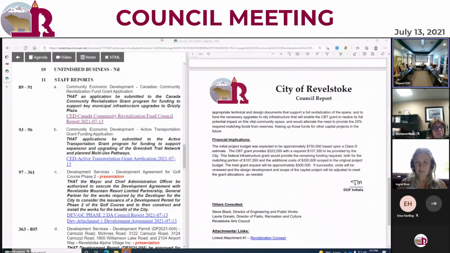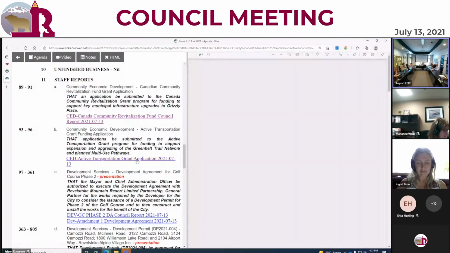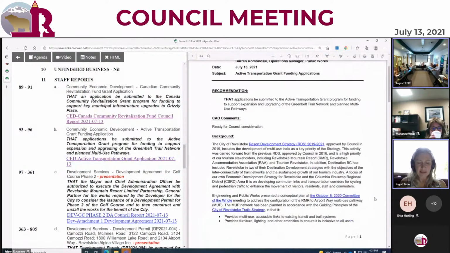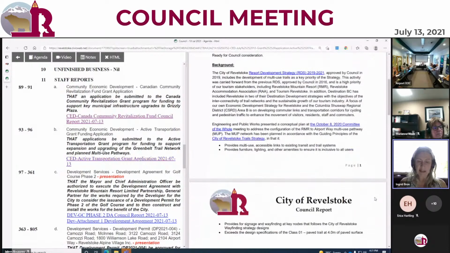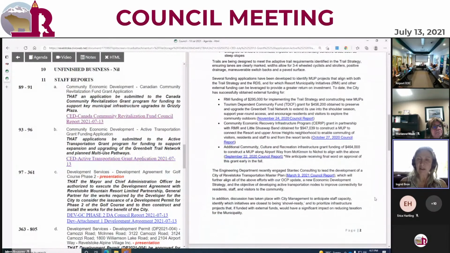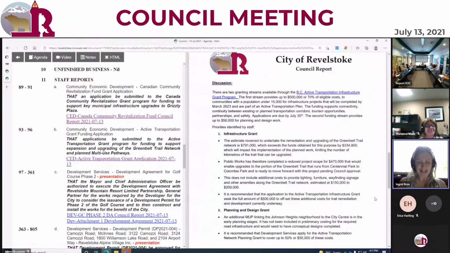Moving on to item B, active transportation grant funding application. You want to weigh in on that, Ms. Braun? Yes, again, just taking advantage of the opportunity for funds with a very tight turnaround. In this case, this application is due July 23rd. And again, as we know, last week both Director Wade and Director Black were away on vacation, so they will write the applications for funding. I'm just essentially writing the report and bringing it to council's attention because I was here.